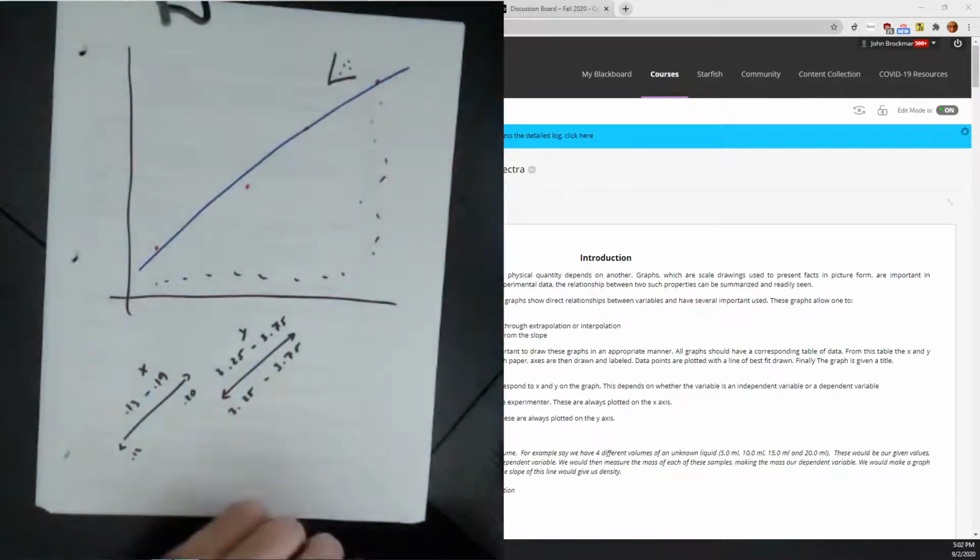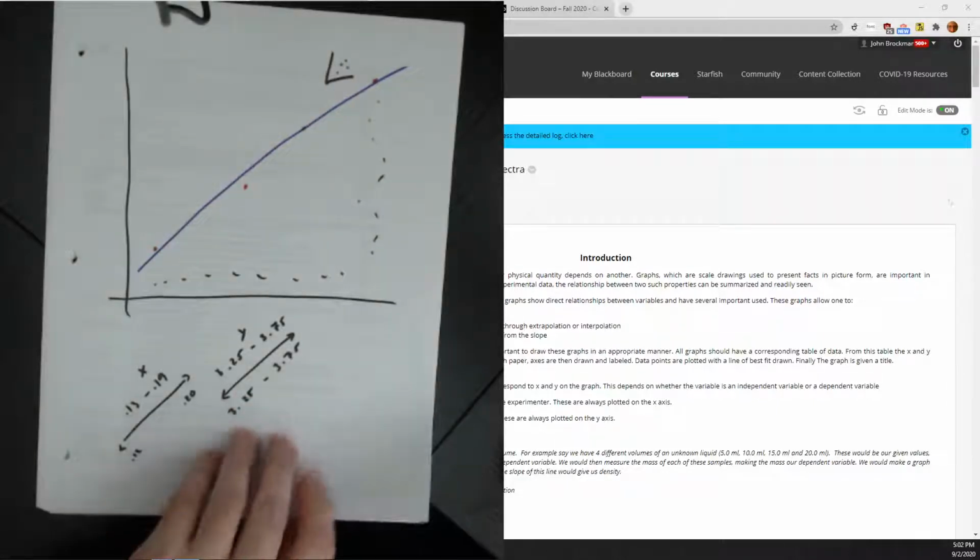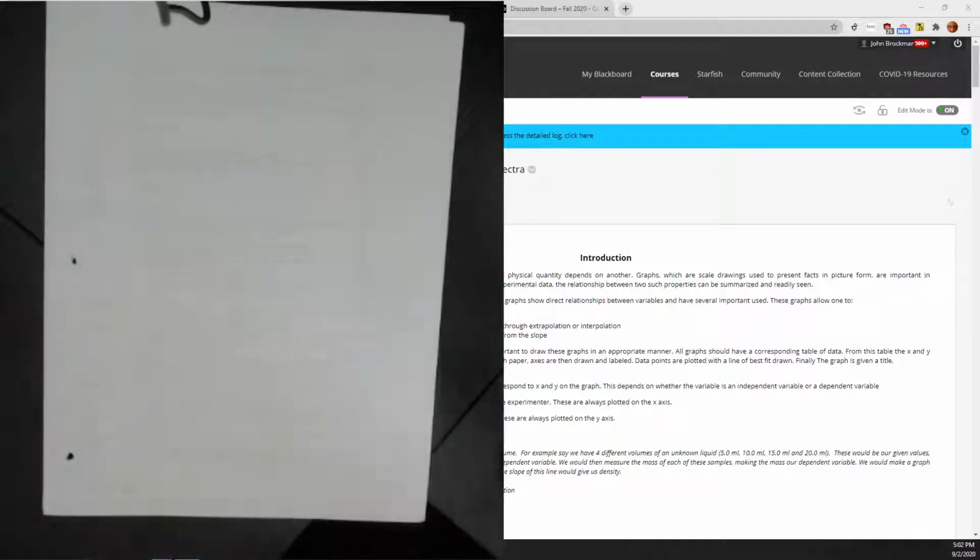You should use a straight edge for something like that. I don't have a straight edge handy, so I'm not using a straight edge. Use a straight edge because you want your line to actually be straight. Because what you're doing is making what's called a line of best fit, if your data makes a straight line.